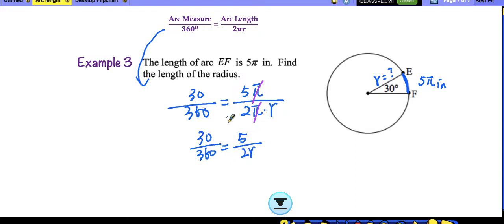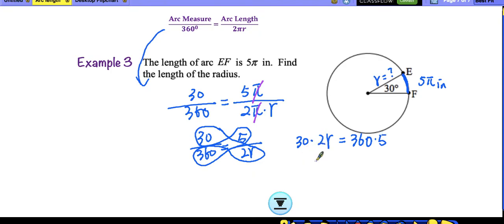So we wonder, how do we do that? Of course, cross multiplication. So for one side, 30 times 2r. The other side, 360 times 5. So let's simplify a little bit. So 30 times 2 is 60r. And this one we can just write down. If you want to do mental math, great. If you want to use a calculator, that's also fine.